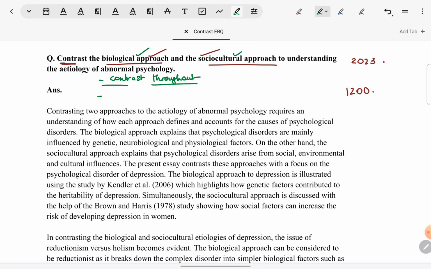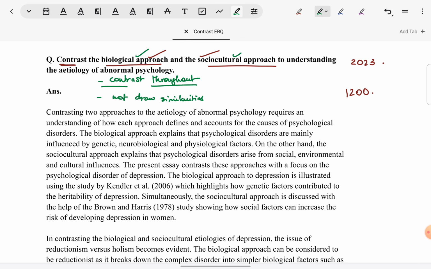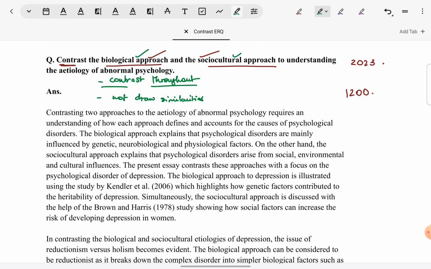Second is you are not to draw similarities between the 2 approaches. Many students interpret the contrast command term as a compare command term. In compare type of questions, which is not there in the IB syllabus, but what we do is we give similarities and differences between whatever has been asked for.